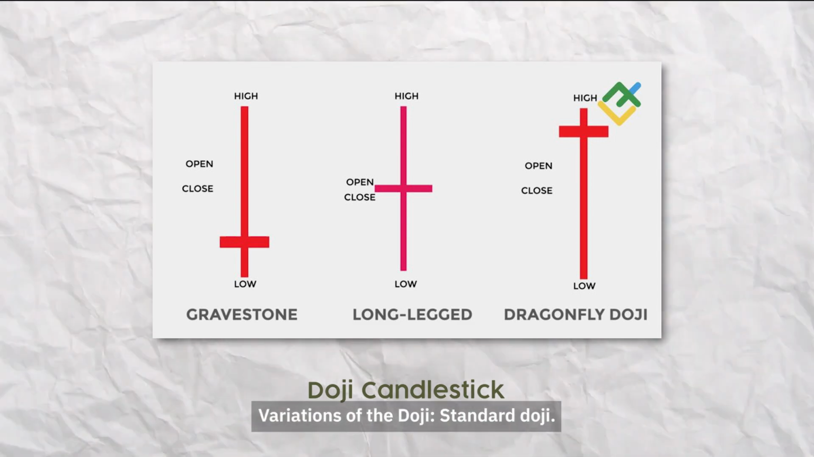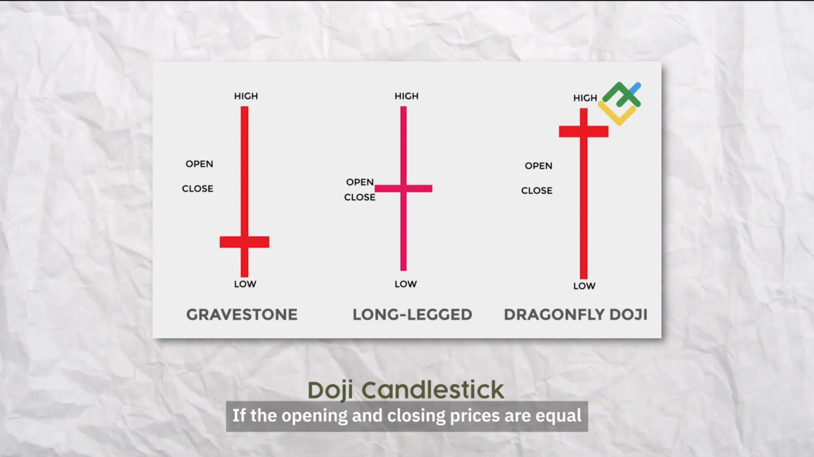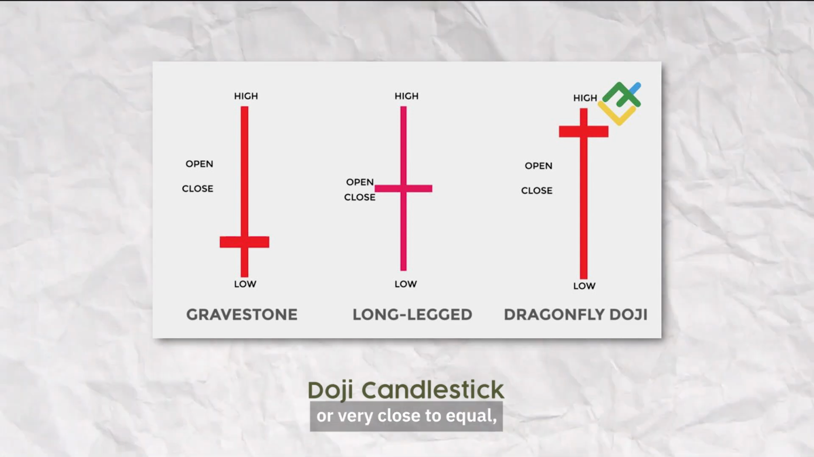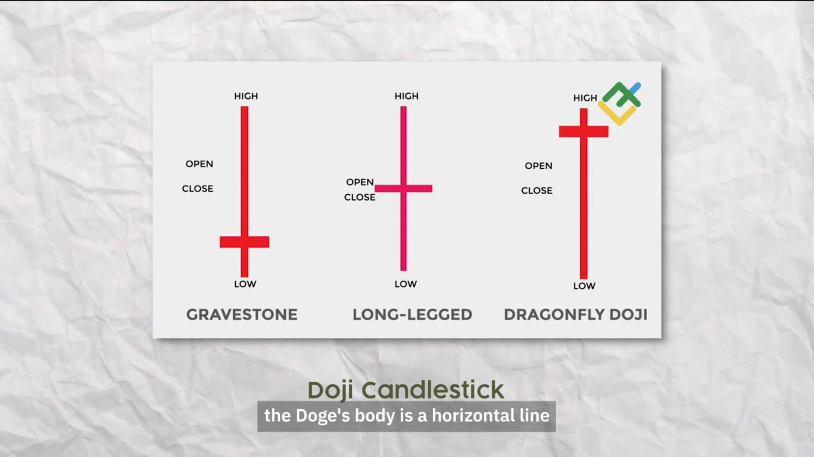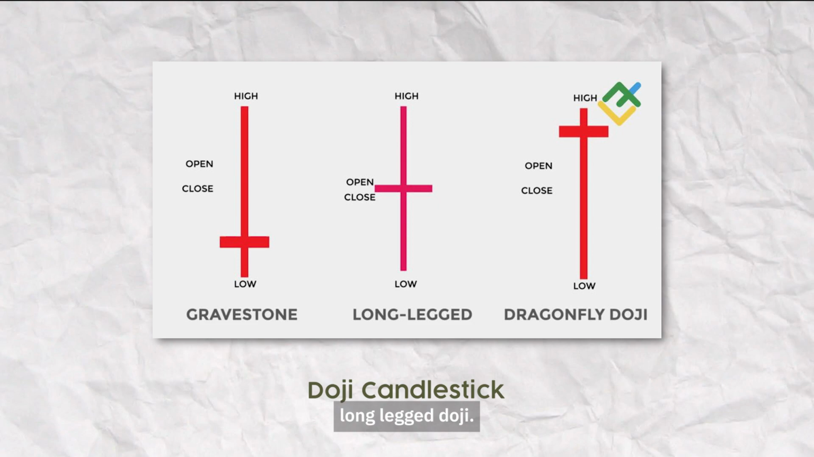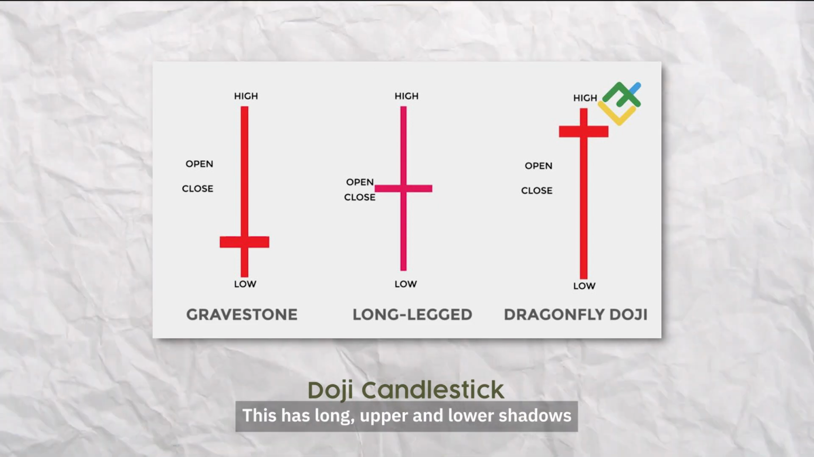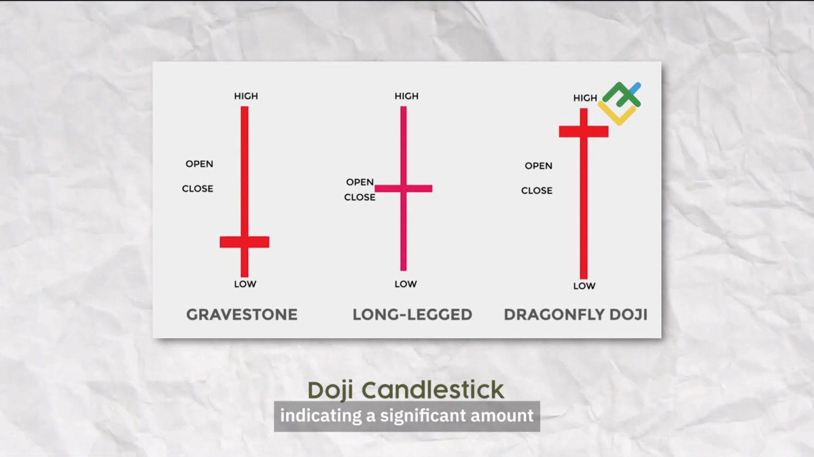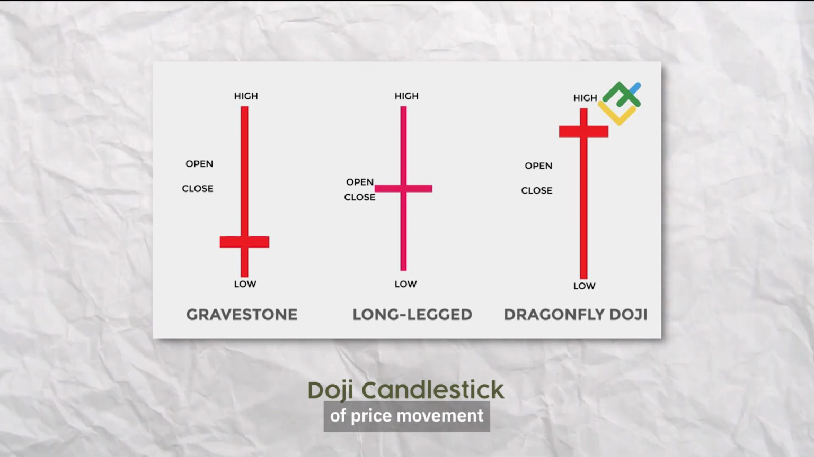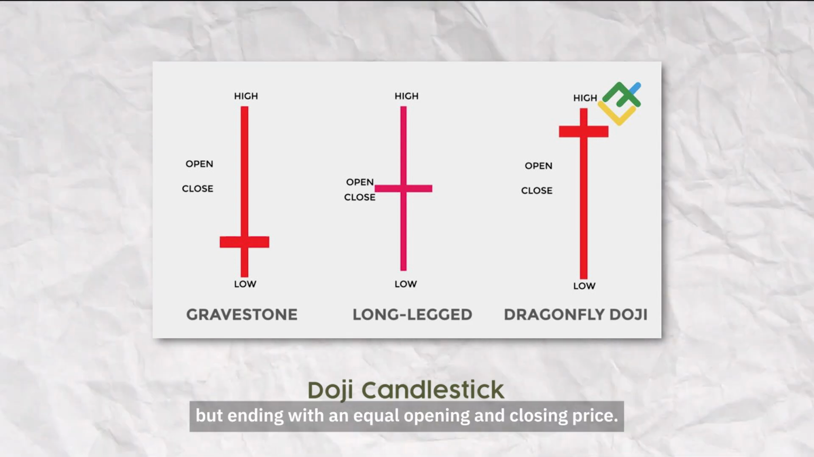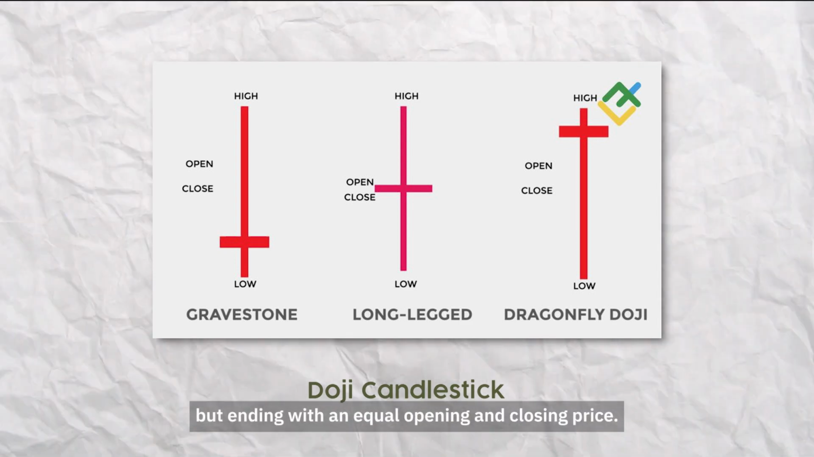Variations of the doji. Standard doji. If the opening and closing prices are equal or very close to equal, the doji's body is a horizontal line. Long-legged doji. This has long upper and lower shadows, indicating a significant amount of price movement during the trading period but ending with an equal opening and closing price.